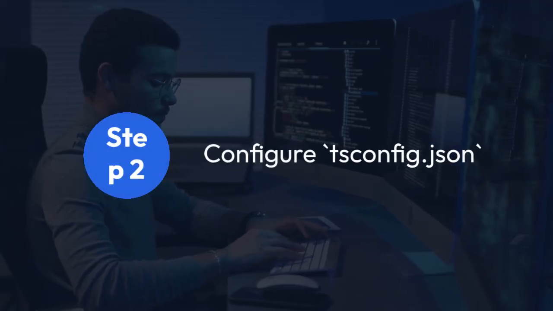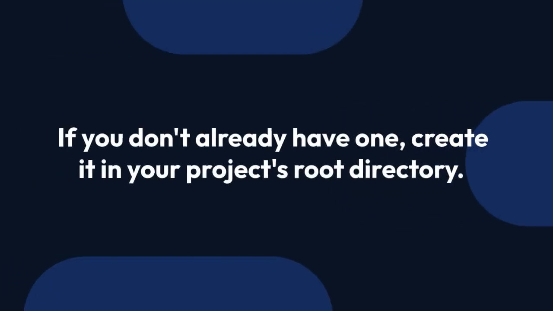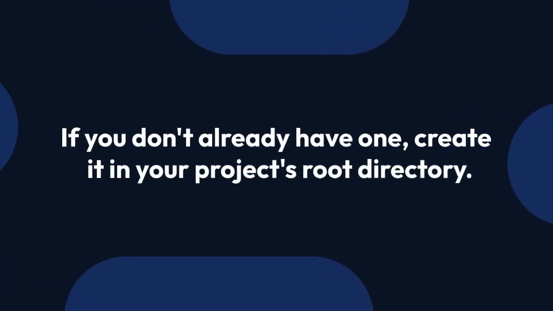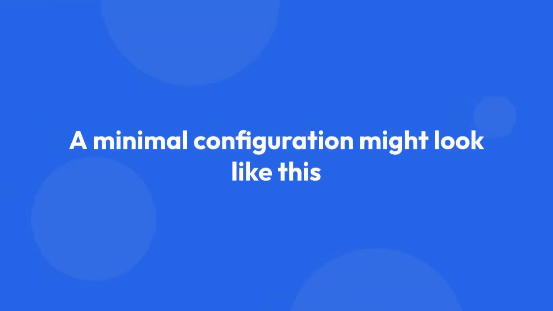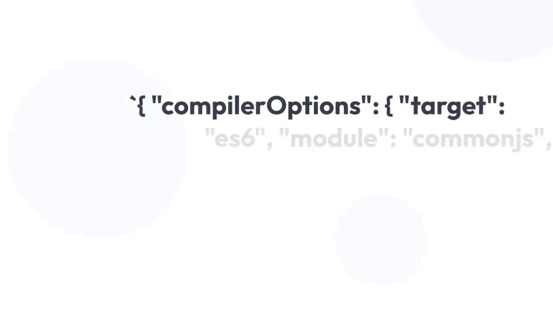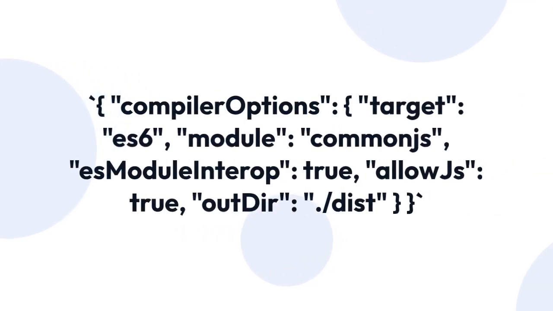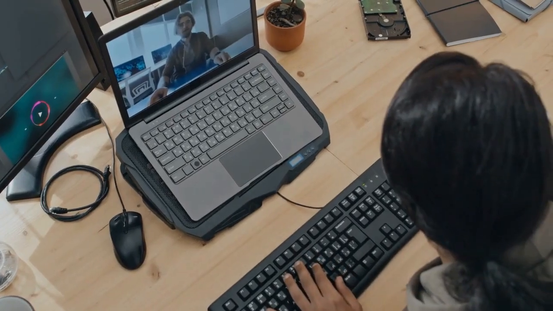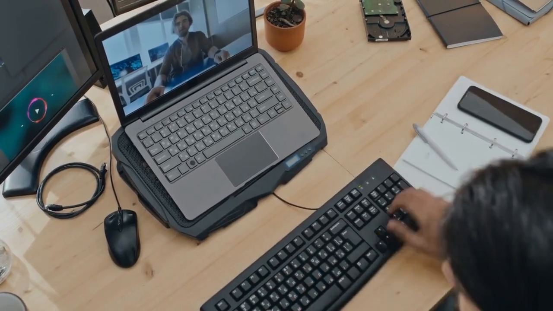2. Configure tsconfig.json. You need a tsconfig.json file to tell the TypeScript compiler how to compile your code. If you don't already have one, create it in your project's root directory. A minimal configuration might look like this: compilerOptions, target: ES6, module: commonjs, esModuleInterop: true, allowJs: true, outDir: ./dist, and so on. Adjust the target and module options as necessary to match your project's needs.